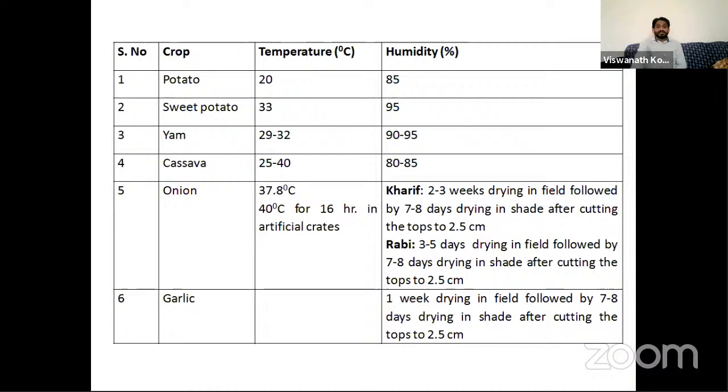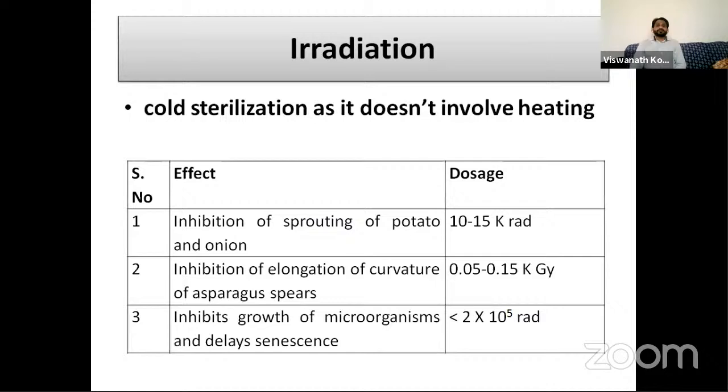So irradiation. Irradiation is also known as cold sterilization because it doesn't involve heating. Irradiation can be done to inhibit the sprouting in potato and onion, to prevent the elongation of curvature in asparagus, and to inhibit the growth of microorganisms.